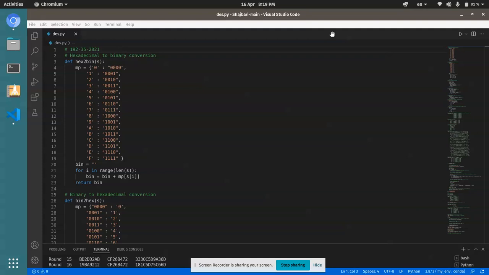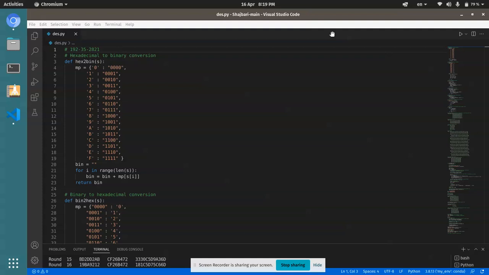Today my topic is single round of DES code implementation. DES, or Data Encryption Standard, has been found vulnerable against very powerful attacks, and therefore the popularity of DES has been found slightly on the decline.